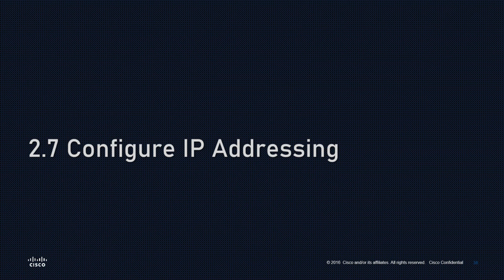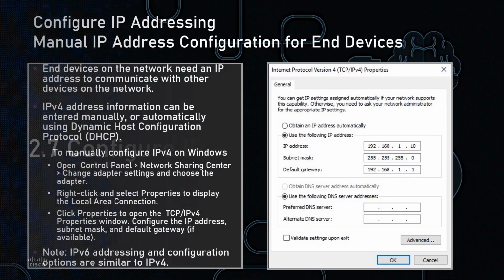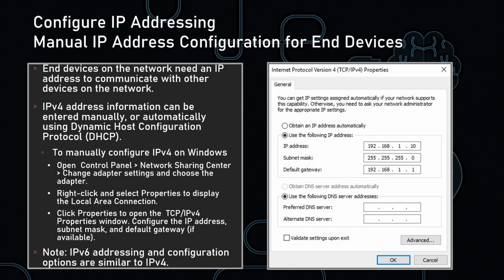So let's talk about how we configure IP addressing. We need to have an IP address to be able to communicate between these end devices. Now, as I said, it doesn't necessarily have to be globally unique. That's more of a restriction we put in for IPv6, and even then, it's more of a convention. IPv4 address information can be entered manually, or it can be automatically acquired using what's called DHCP, Dynamic Host Configuration Protocol. Now, you can see from the graphic on the right that we have a manual entry. We've established an IP address, we've established a subnet mask, and we've established what's called a default gateway.